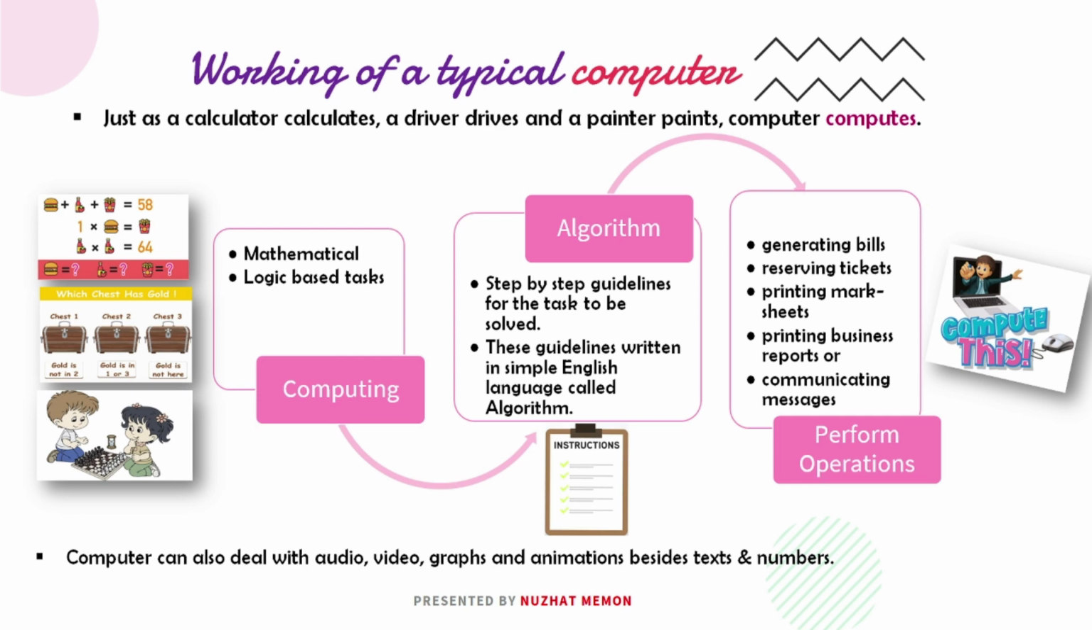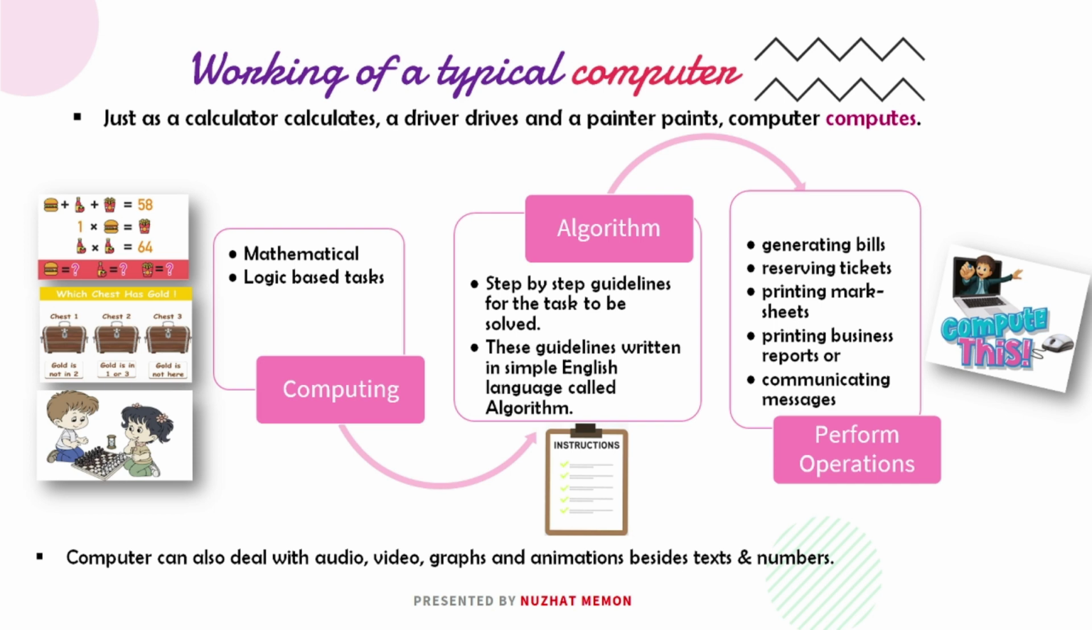One only needs to systematically design step by step clear guidelines for the task to be solved, and these guidelines, generally written in simple English language, are called an algorithm. Once a computer is given a proper set of instructions, it can perform various operations like generating bills, reserving tickets, printing mark sheets, printing business reports, or communicating messages. Earlier, computers were dealing with simple text and numbers only.